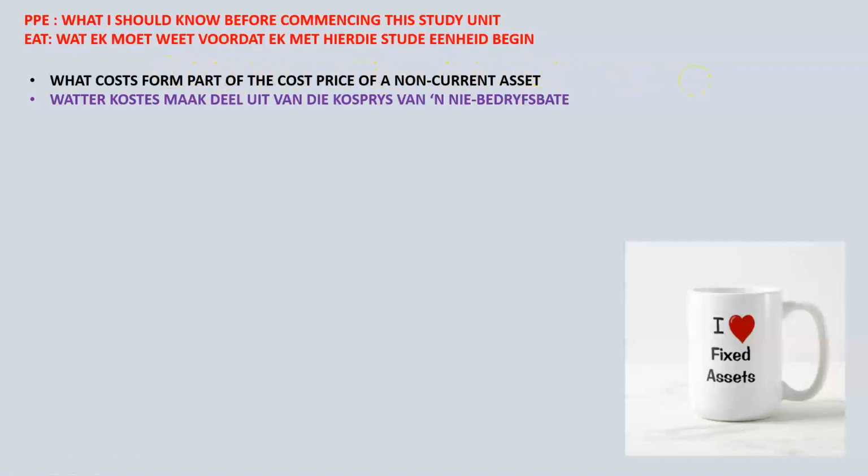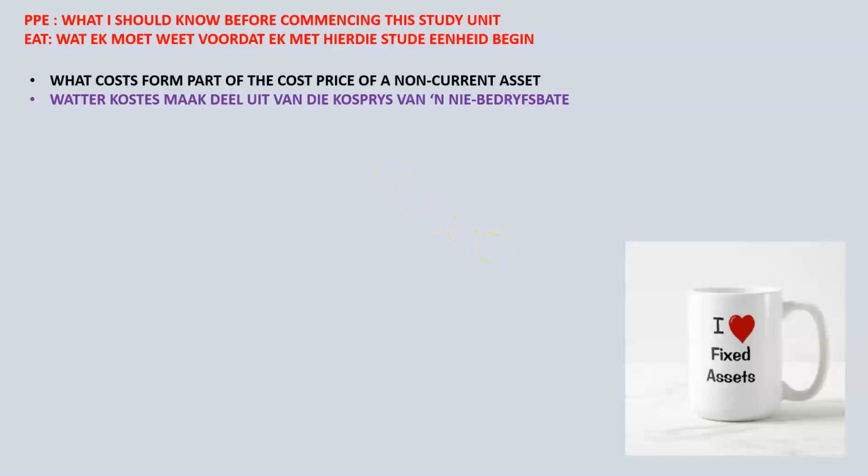Now here the rules are exactly the same as with inventory. All the costs that you incurred in order to get that asset into your possession, which will enable you to use the asset for the purpose that you have acquired it, all those costs need to be capitalized as part of the cost price of an asset. So no longer is it only the invoice price of the asset. If I, for example, purchased a machine, yes, the invoice price of the machine will obviously be the main component of the cost price of that machine.